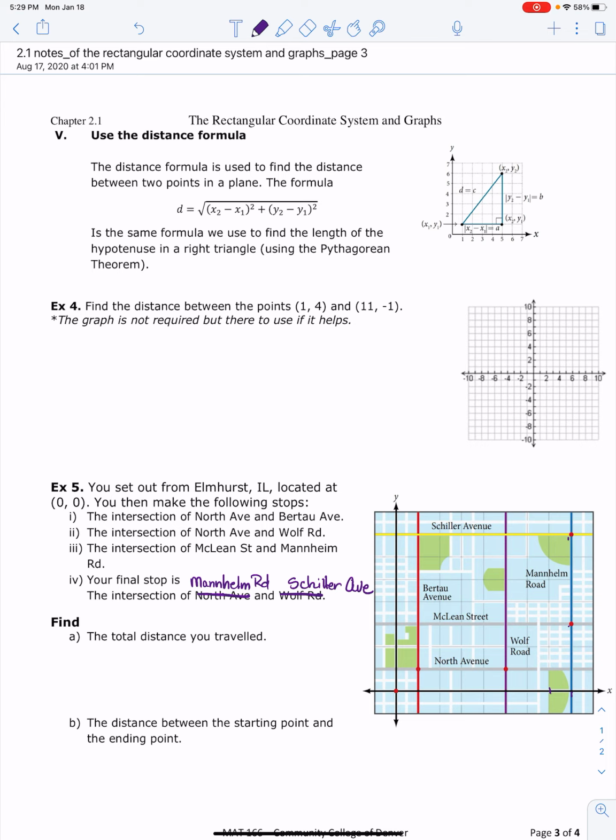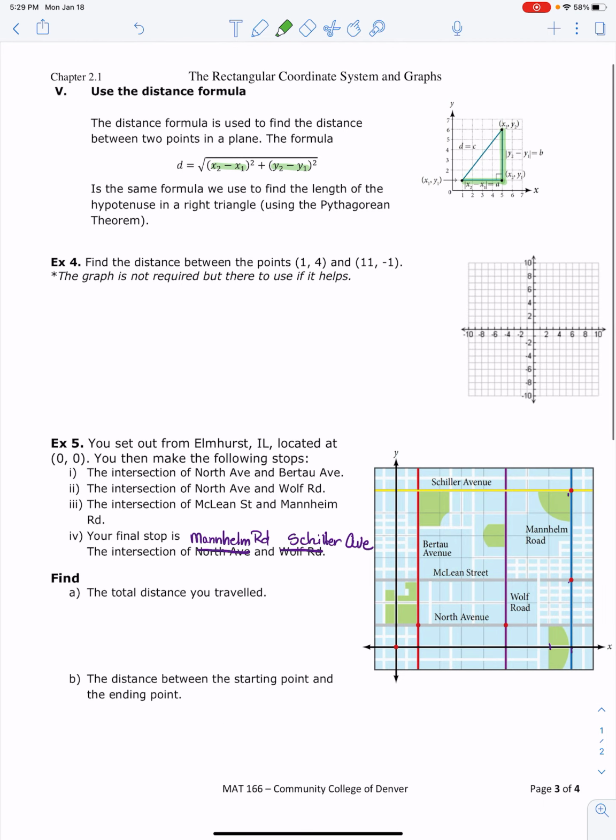Notice that x sub 2 minus x sub 1, that's the length of one of the legs, and y sub 2 minus y sub 1, that's the length of the other leg. And over here in our equation, we are squaring those and adding them together. And then we take the square root to find the length of that hypotenuse, the third side. Okay.